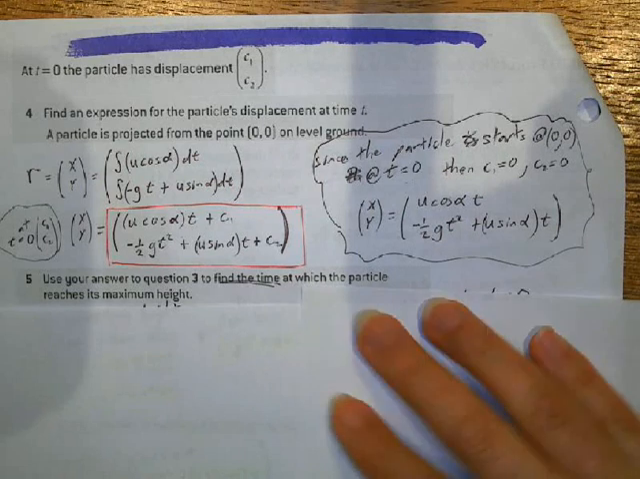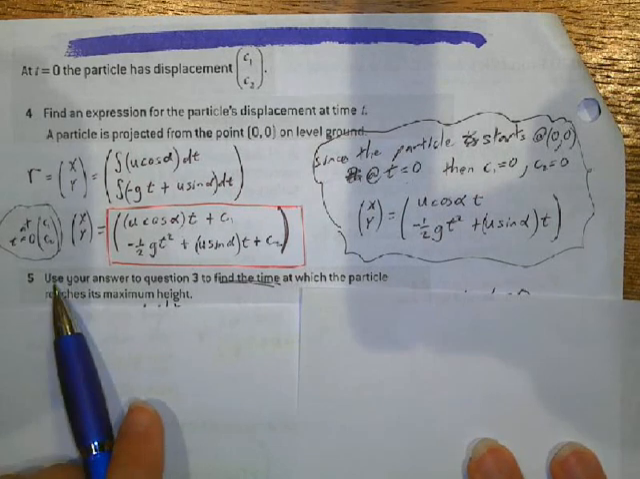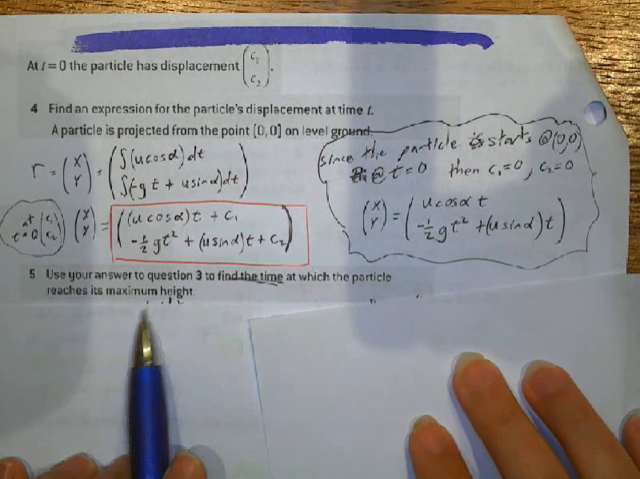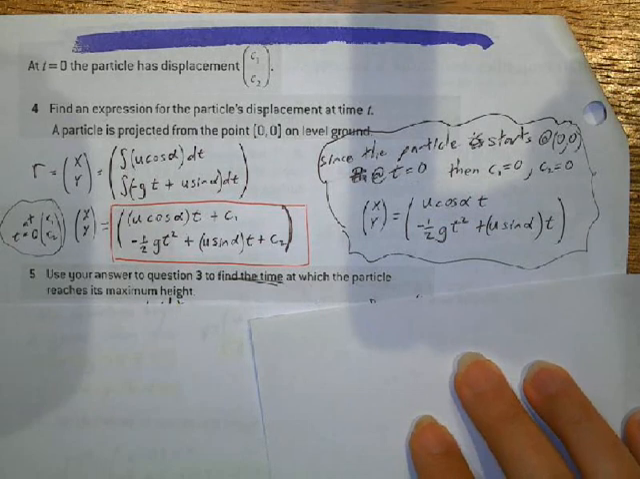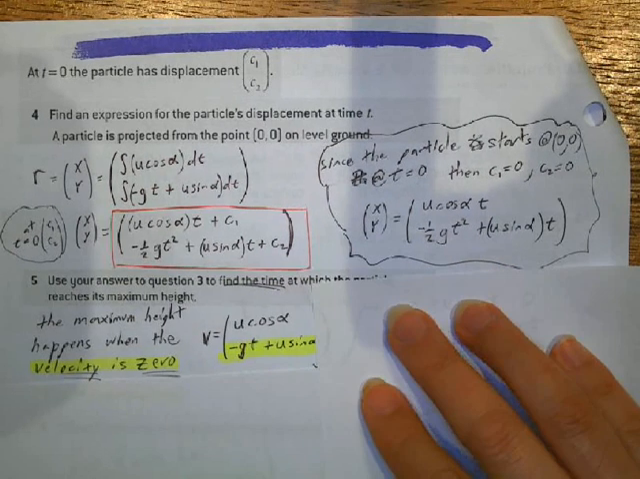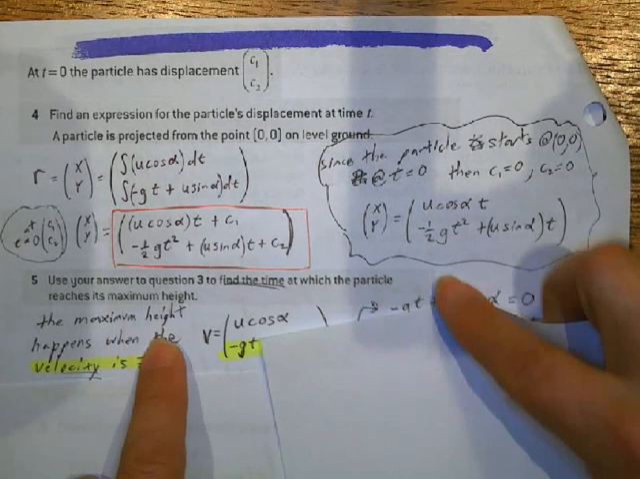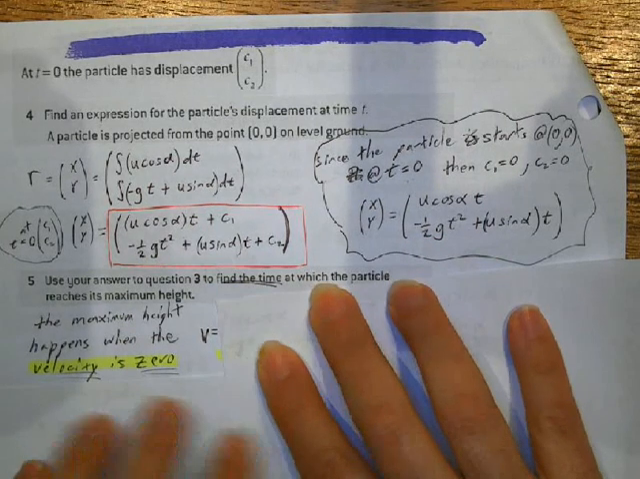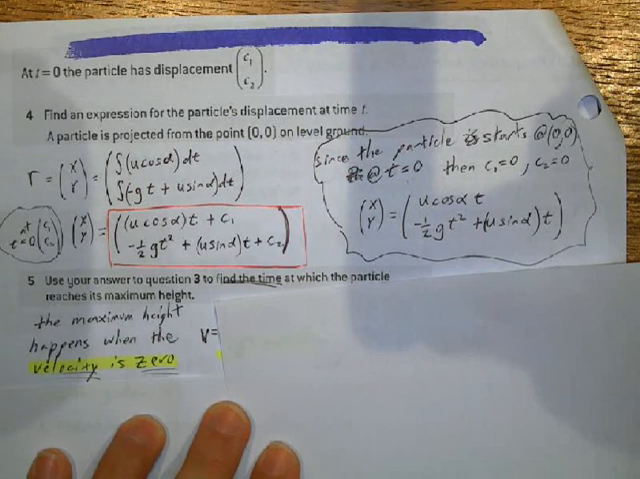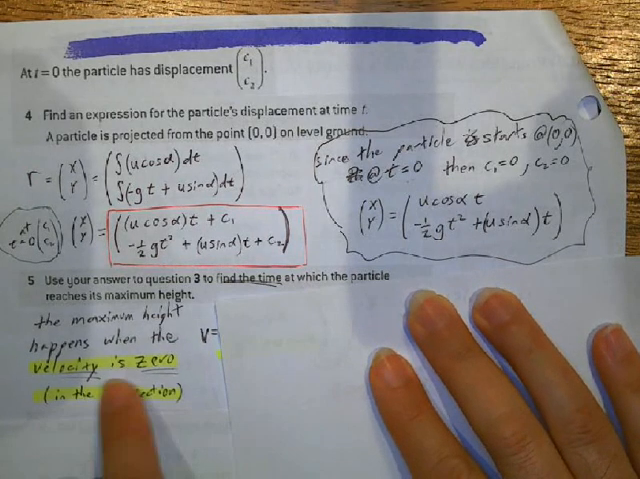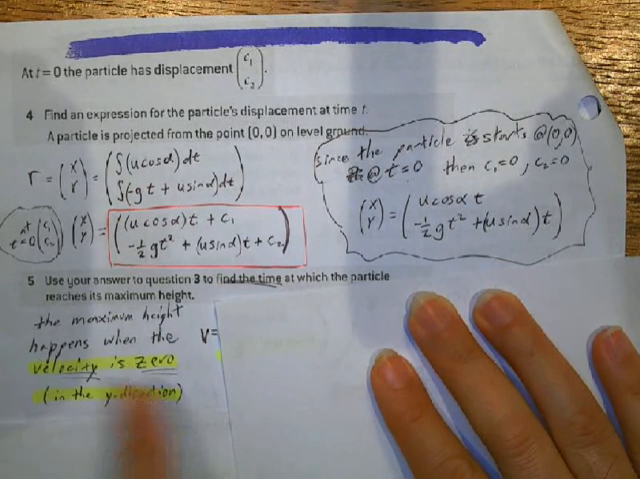Okay, question 5. Use your answer from question 3 to find the time at which the particle reaches the maximum height. Okay, so from question 3, it's going to reach the maximum height when the velocity is 0. Okay, that should make sense, right? If I'm going up, I've got a positive velocity, and then I get to the top, and then I start going down. My velocity changes again. So the velocity is 0 when I reach the maximum, when I've thrown something up.